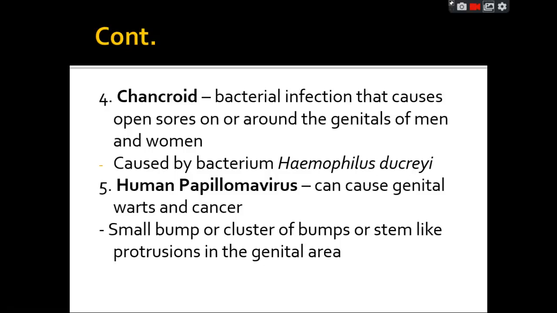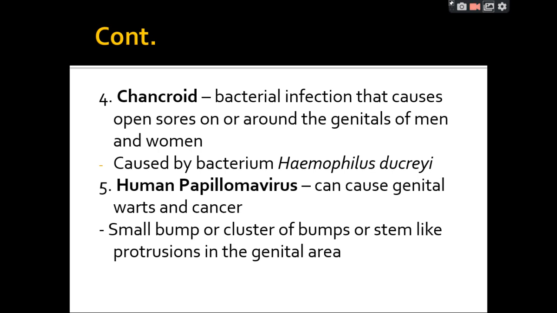Okay, so this is the last part of the sexual self. This is the continuation of the common sexually transmitted diseases or infections. We are now in the fourth one, chancroid. This is a bacterial infection that causes open sores on or around the genitals of men and women. It is caused by a bacterium known as Haemophilus ducreyi.